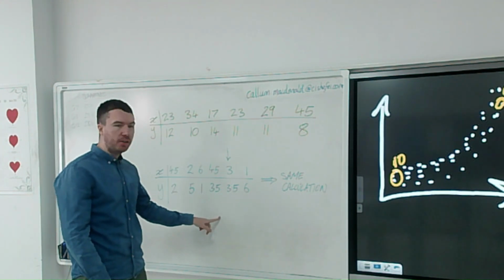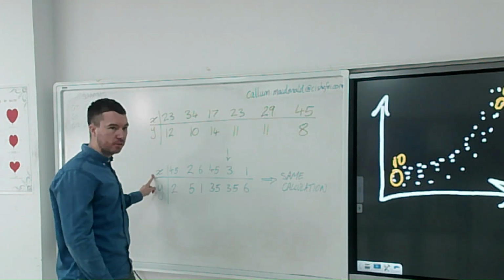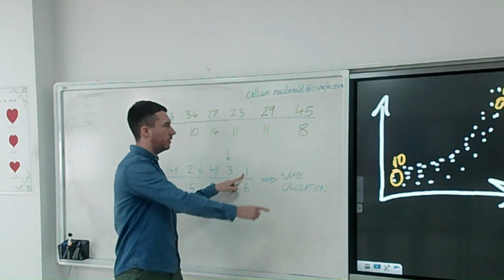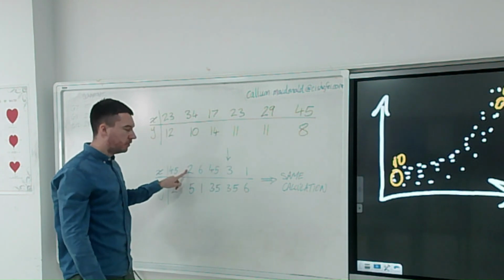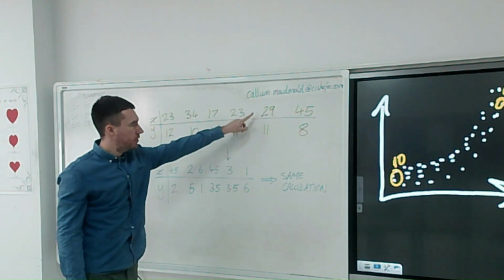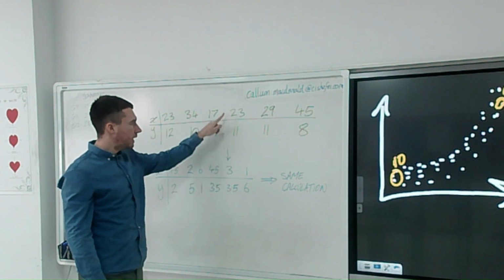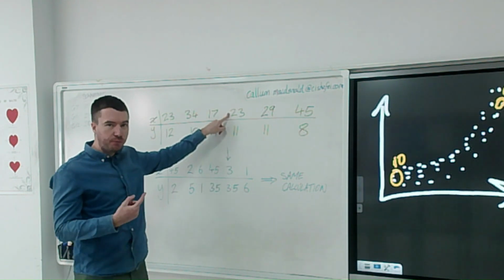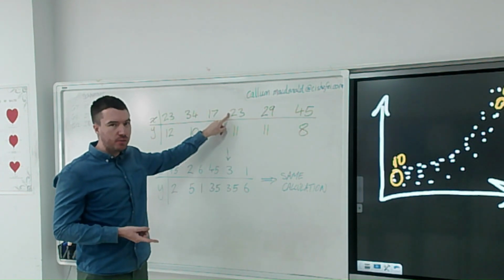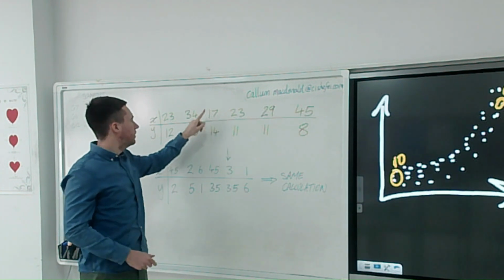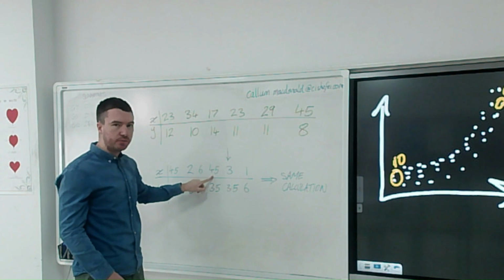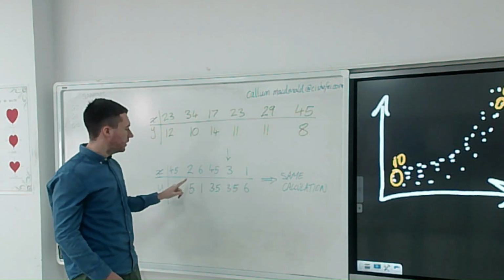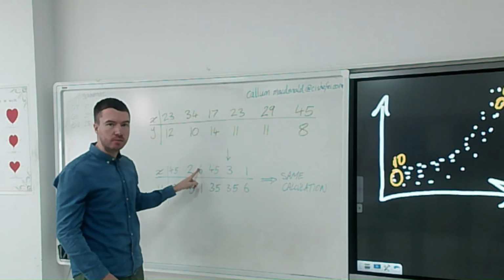So I say, okay, what's my highest value for x? Highest value, I'll give it a 1, it's 45. Next highest value is 34, give that a 2. Next highest value is 29, call it 3. Next highest value is 23. The fourth highest value is 23, but also, the fifth highest value is 23. So we call it 4.5 and 4.5. And then the sixth highest value is 17.